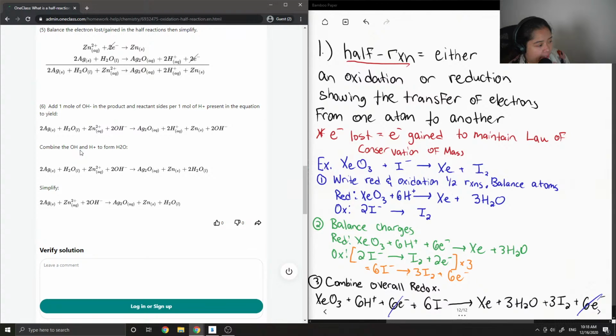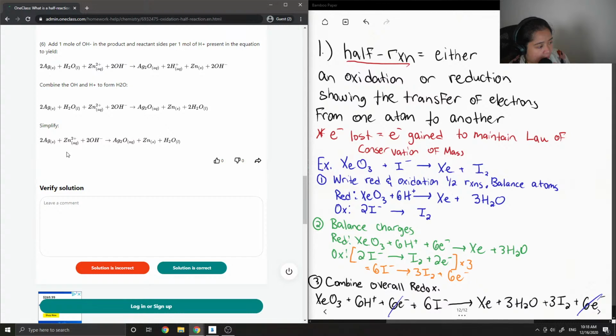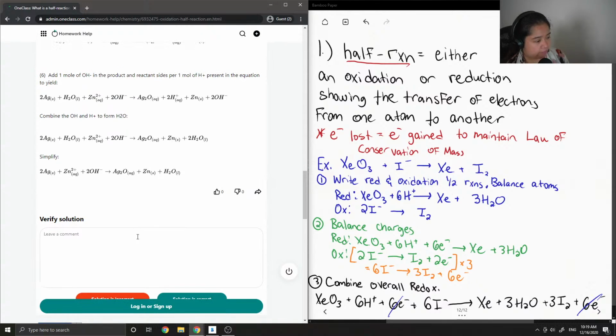Combine the OH and H plus to form H2O. So they pretty much just combined these two. And then simplify. Okay, so 2 zinc 2 plus, 2 OH minus. And everything is balanced in terms of the atoms. And also the charges. Yep, so this solution is correct.